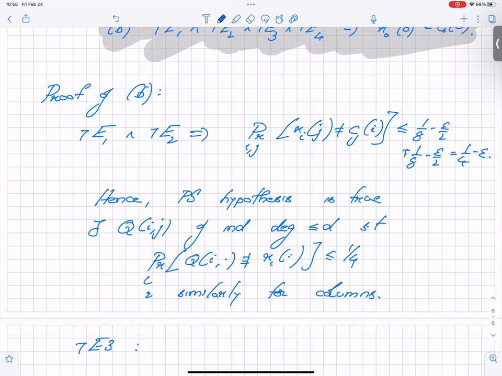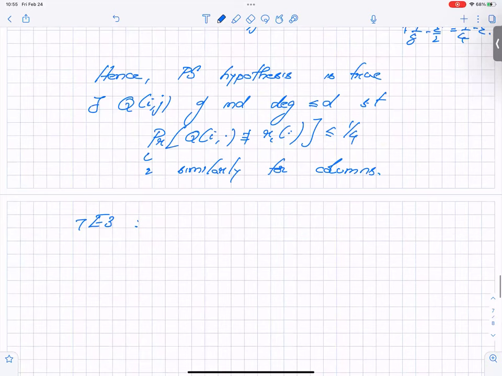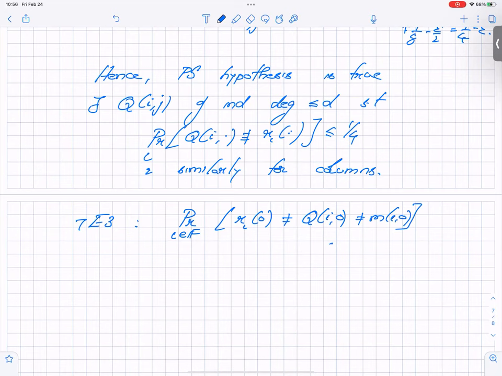But among them, there's a further chance that the ith row polynomial on the first column is not equal to Mi0. So for a random choice of I, Ri0 not equal to Qi0 not equal to Mi0 happens with probability at most 1/4 plus (1/8 minus epsilon)/2. So the probability that they are equal is greater than or equal to 3/4 minus (1/8 minus epsilon)/2. So that's fair enough.